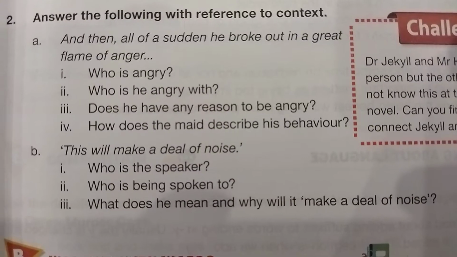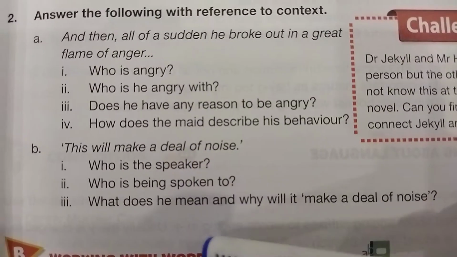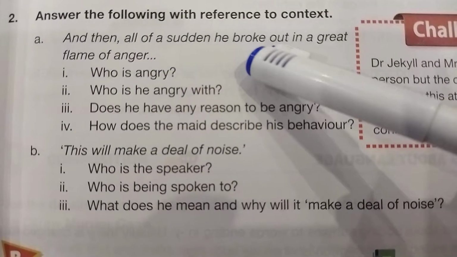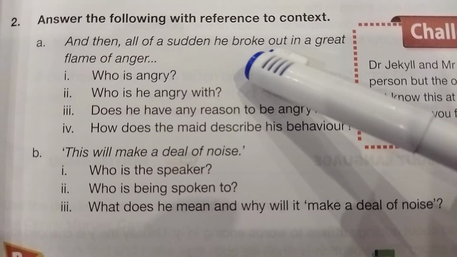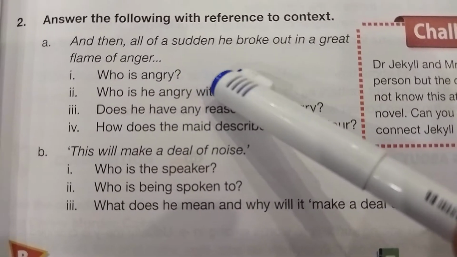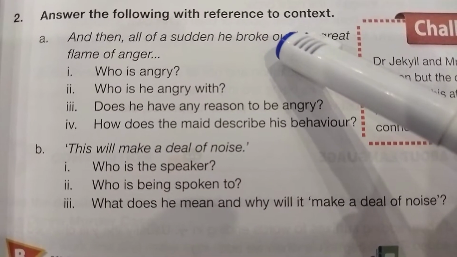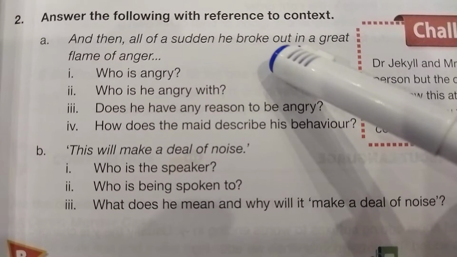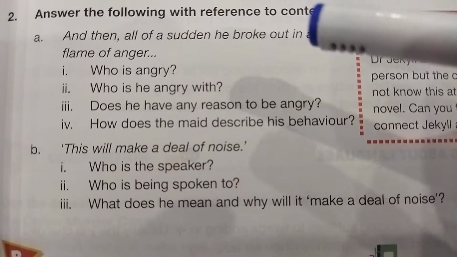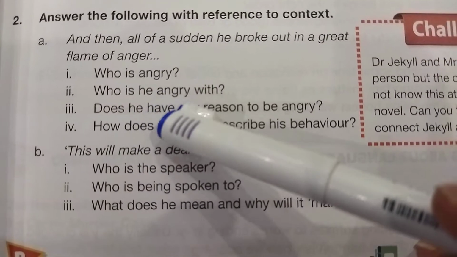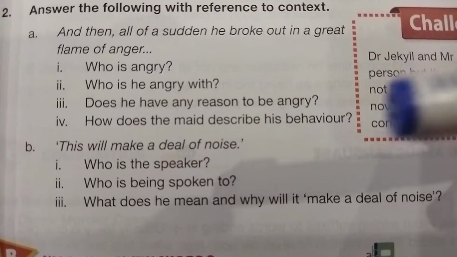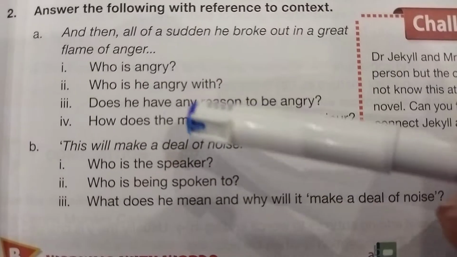Now let's discuss the reference to context. Here we have two references to context. We have been provided with a sentence: and then all of a sudden he broke out in a great flame of anger. Who is angry? This is Mr. Hyde. This scene has been taken from the text, from the part where Mr. Hyde got angry in the beginning of the story. And who is he angry with? That is, who is the person with whom Mr. Hyde was getting angry? It was Sir Danvers Carew.